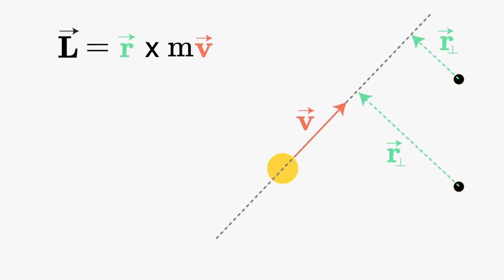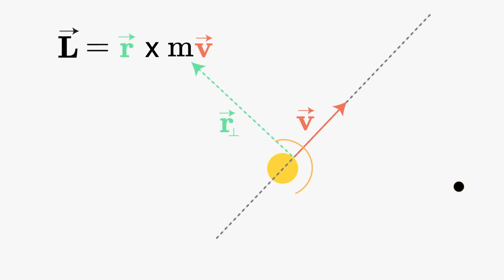Now let's talk about the sign of angular momentum. You can calculate the sign of a cross product with the right hand rule. Make sure your vectors are tail to tail when you compare the directions. So in this case, we have that r cross v points into the page.